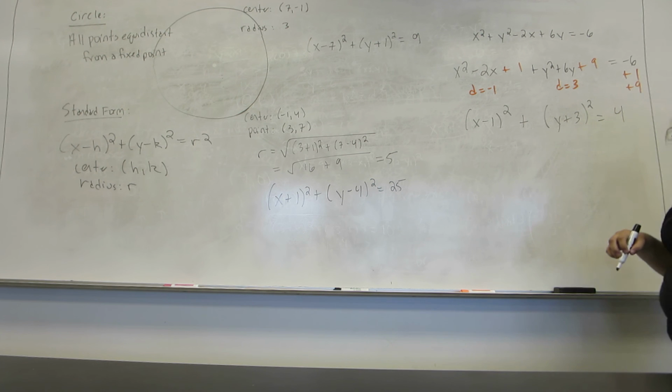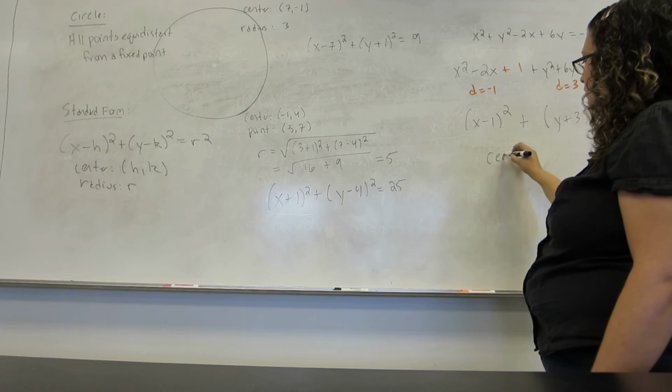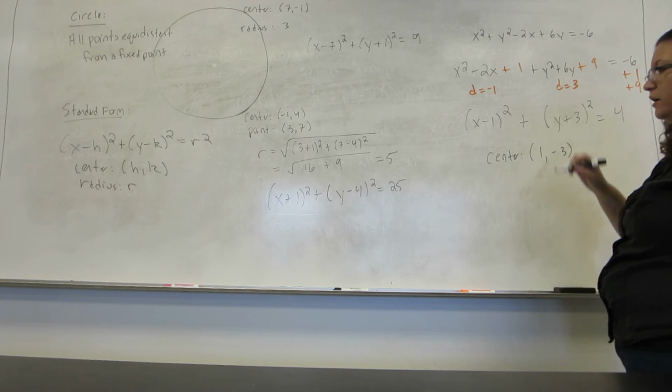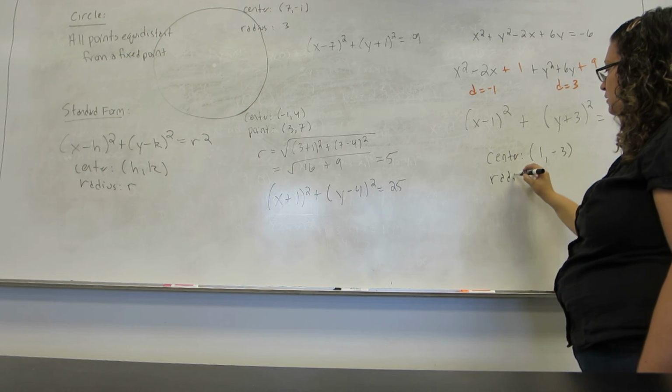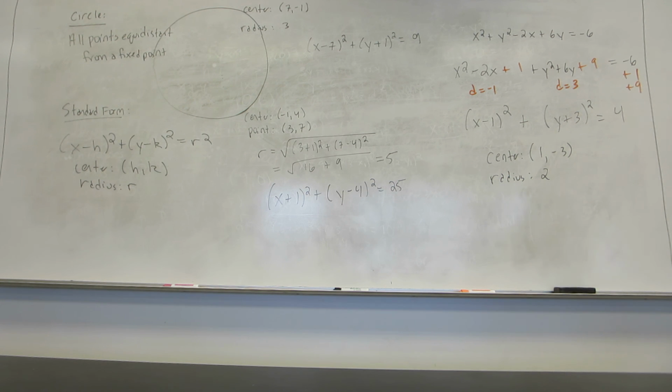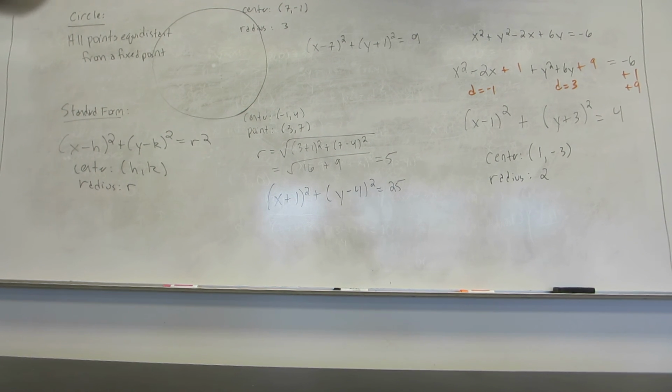So now the equation is in standard form. So the center is (1, -3), and the radius is 2. And again, I was able to put it into standard form by completing the square on both the x and the y.